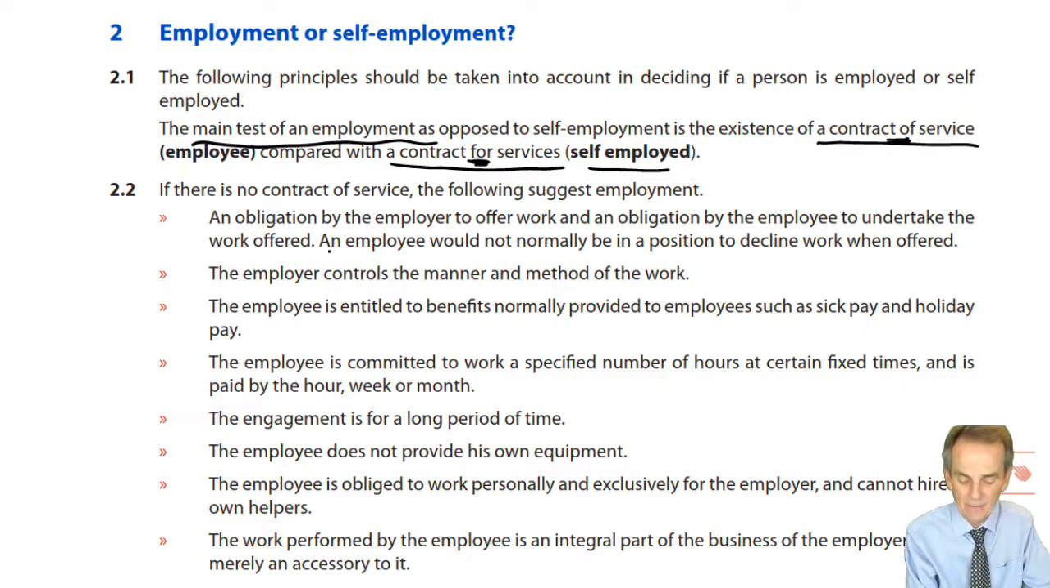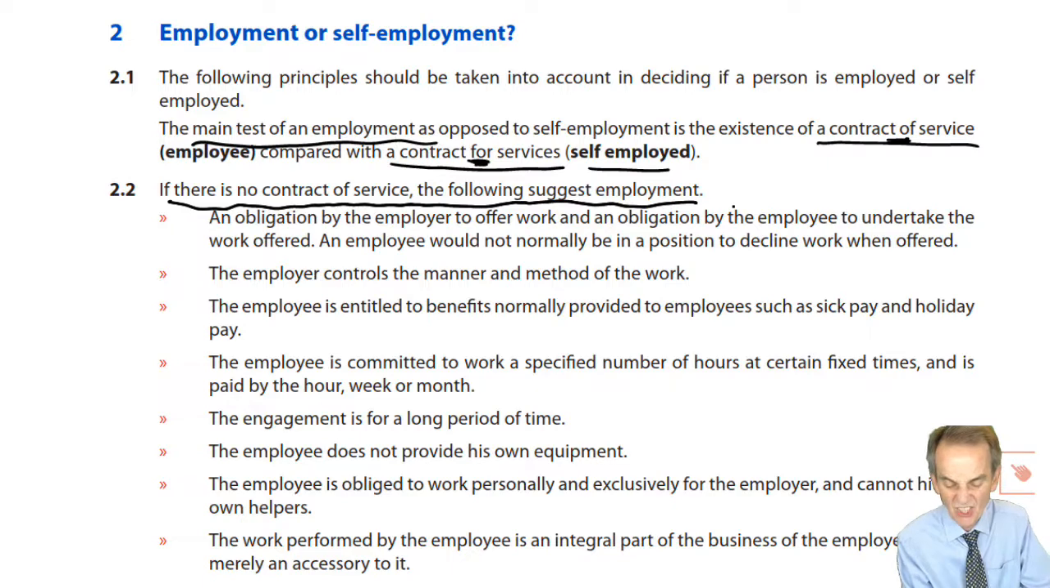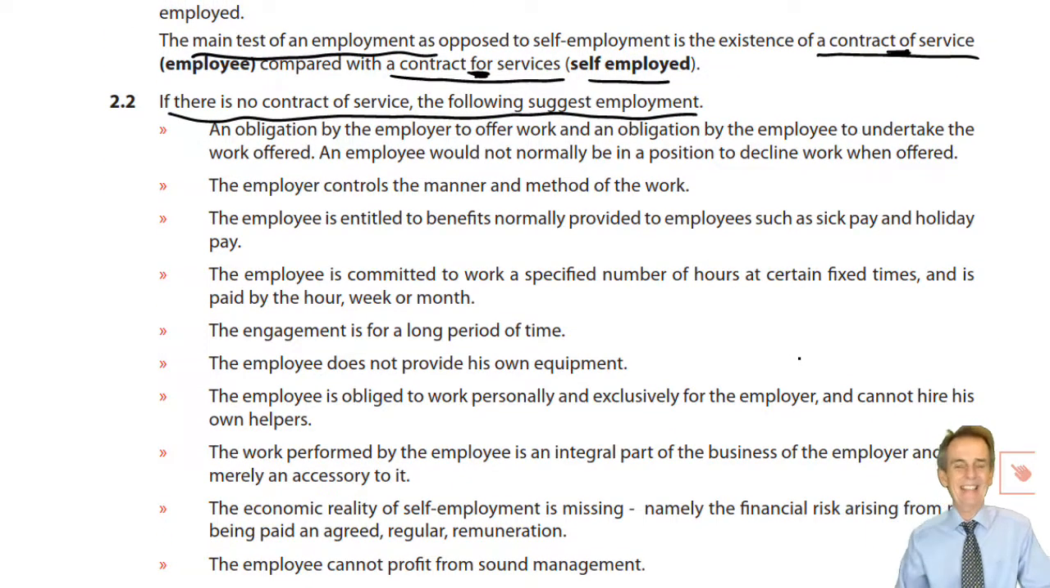And here is, again, if there is no contract of service, the following suggest employment. And now, when you get a list of items, of course, that lends itself to a potential objective testing question about which 3 of these out of 4 or which one of these is or is not a test that would suggest employment there. So again, not likely to feature within a Section C question, but the points that are made here could be involved within an objective testing question.